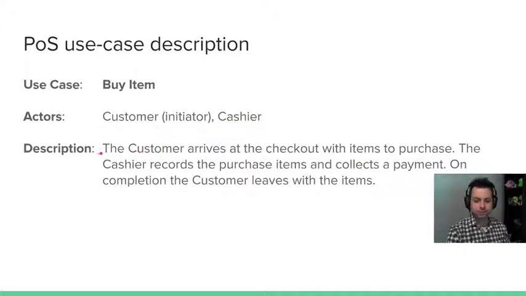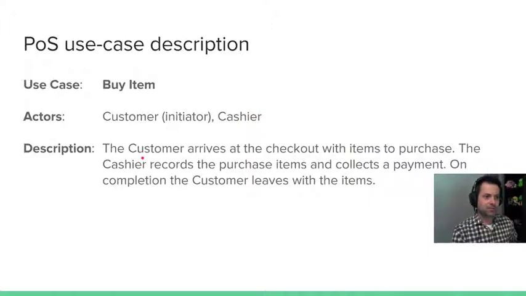We also have a description. Customer arrives at checkout with items to purchase. Step 1. Cashier records the purchase items and collects payment. Step 2. On completion, the customer leaves with the items. Step 3. So here we actually have a stepwise procedure, a flow, being spelled out. This is your basic description. What's the use case? Who's associated with it? What are the particular flows? I'm going to start using the term for this particular use case.